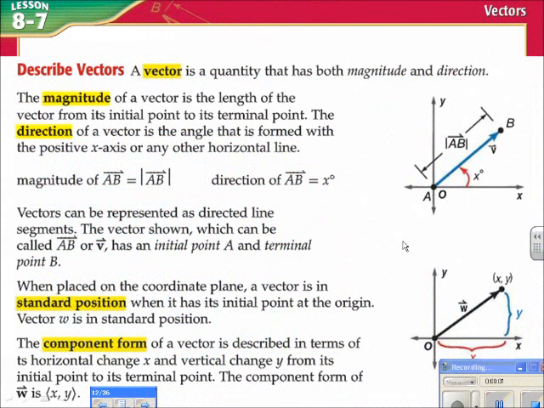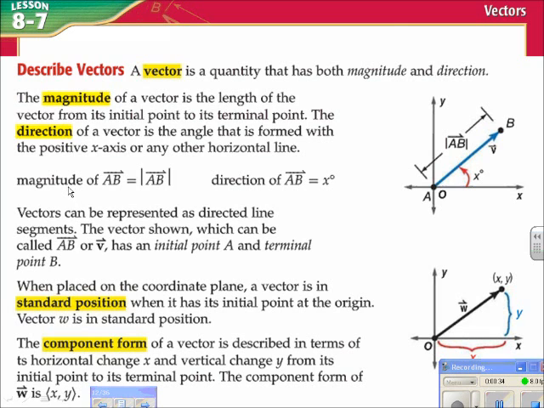So just to recap, a vector is a quantity that has both magnitude and direction. The magnitude of a vector is the length of the vector from its initial point, where it starts, to its terminal point, which is where it ends. The direction of a vector is the angle that is formed with the positive x-axis or any other horizontal line. That's the only thing I didn't like about that applet with the boat, is that the angles don't match up with the coordinate plane.